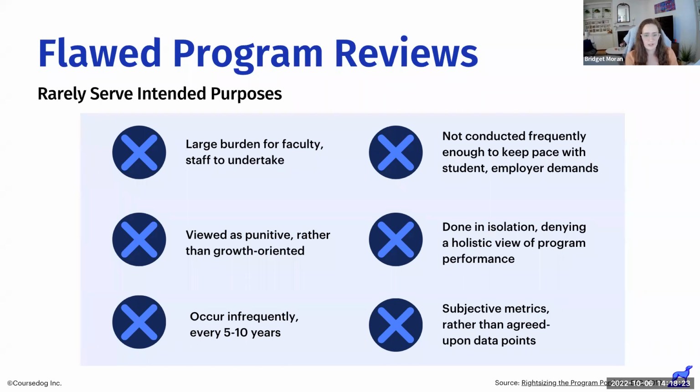Different programs might be judged differently depending on some of these varying standards. And at worst, when the metrics are difficult to access, programs might be evaluated based on vague qualitative metrics. So this really isn't helpful for anyone. So in the next section, we'll look at a little bit about how this process can be improved.